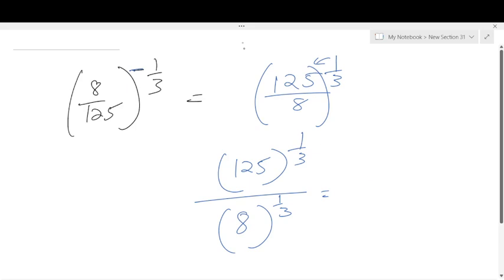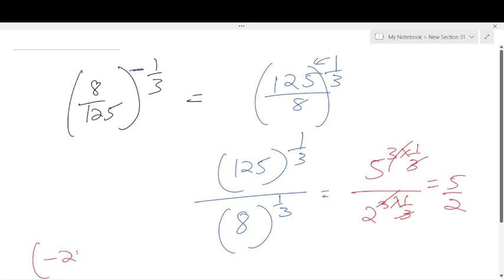Second step. See, don't rush up. Don't write in a hurry. Write it step by step. Now tell me for 125. Next. So what's the answer? 5 by 2. Complete this and try this question.